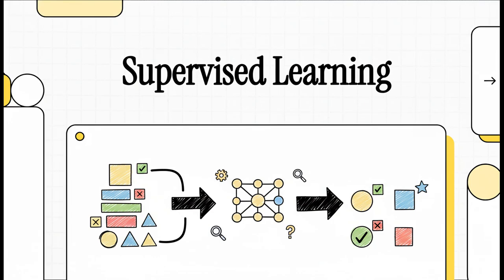All right, let's dive in. Today, we're going to pull back the curtain on one of the most important ideas in all of modern AI, supervised learning. This is the secret sauce that teaches machines to do all sorts of things, from filtering your spam to diagnosing diseases. So, let's get right to it.